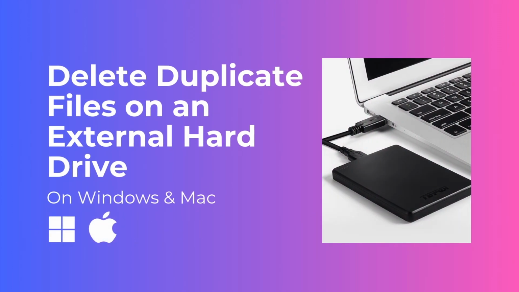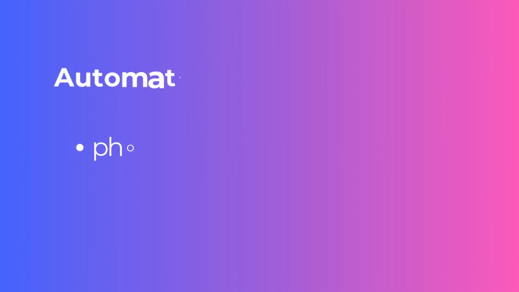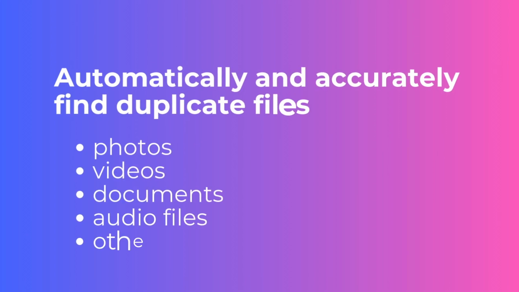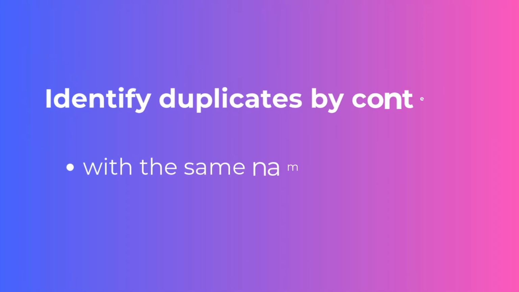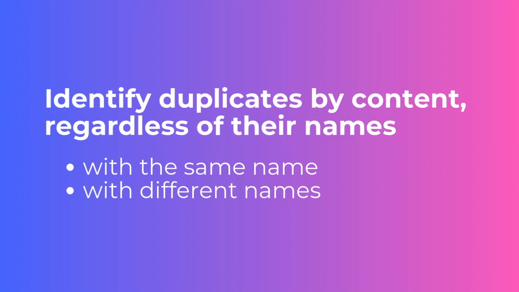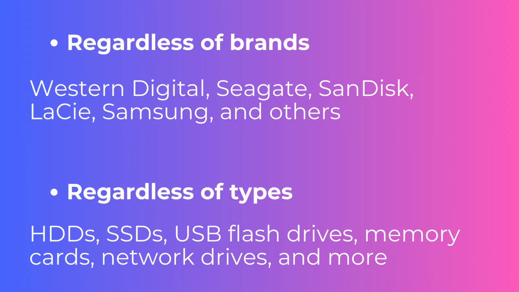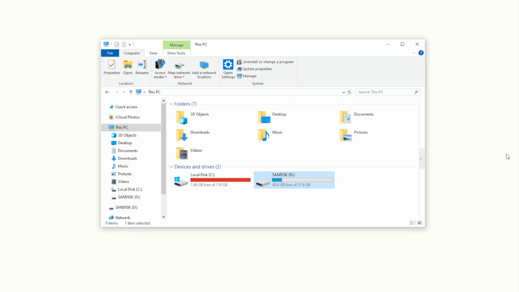This video shows Windows and Mac users how to find and delete duplicate files on an external hard drive using an easy method. This method automatically and accurately finds duplicate photos, videos, and other files by comparing file contents, allowing it to identify duplicates even if they have different names. Regardless of the brand or type of your drive, this method will work. The method also supports USB flash drives, SD cards, and more.